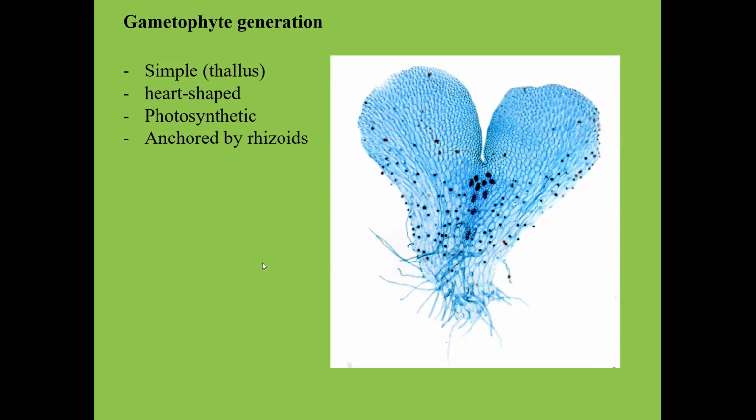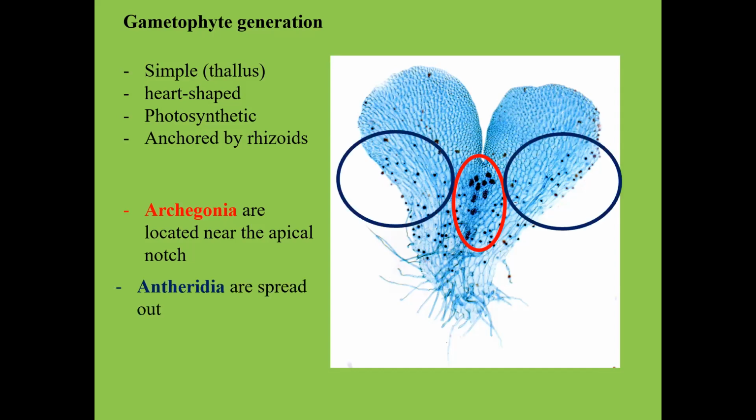Since it is the gametophyte generation, we know that there's going to be sex organs on it, because gametophyte generation makes gametes, egg and sperm. And so if the fern has a gametophyte that looks like this, the archegonia, which have egg inside, are going to be located near this little notch. And the antheridia are going to be kind of like spread out.